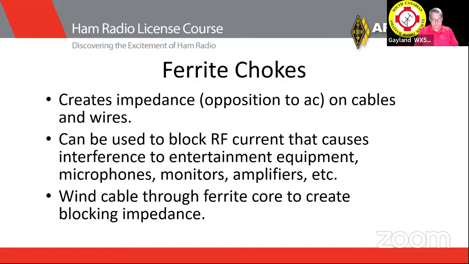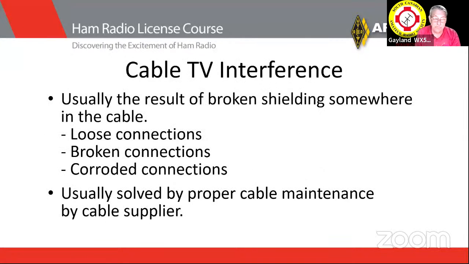Sometimes you install chokes. You can see the information there. Probably one of the places you will see that is on some of your cabling, your power cabling on your stuff. You'll run those through some ferrite beads to reduce some of the RF that's going around there. If you're causing issues with cable TV, again, that's probably some broken shielding on the cable. And normally you can get that fixed.